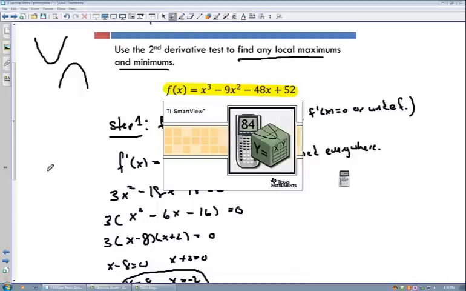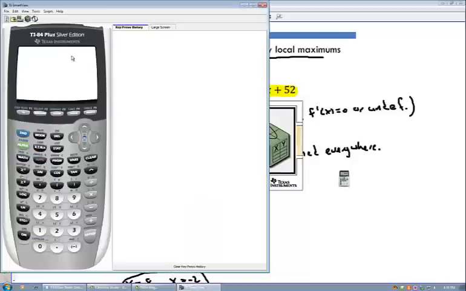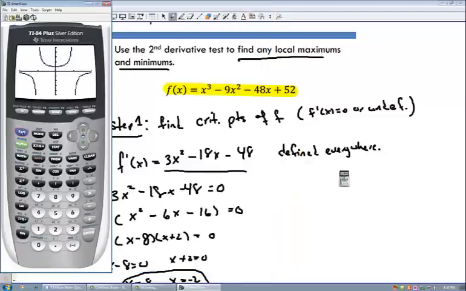So on my calculator, what I would do is I would just plug in 8 for x. So I have 8 raised to the 3 minus 8 raised to the 2 minus a 48 times 8, and then finally plus a 52, and hit enter, and I get out 116.